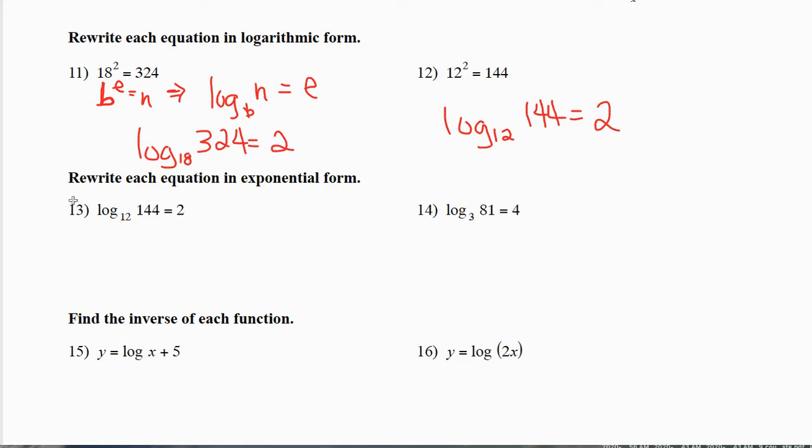Same thing here. We can look back at this and identify where is our base. Our base is 12. Where's our exponent? Our exponent is 2. And what is our answer? Our answer is 144. Our base is 3. Our exponent is 4. Our answer is 81.